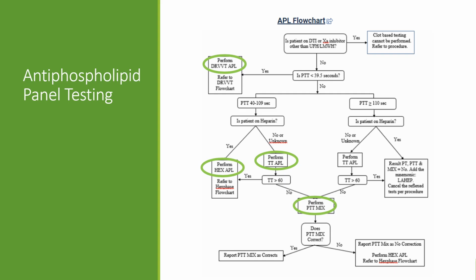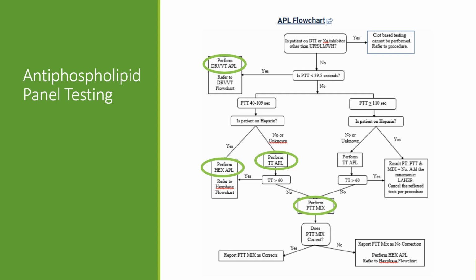Now, if we have a PTT of greater than or equal to 110 seconds, we're going to ask ourselves, is this patient on heparin? If yes, we are going to result the PT, PTT, and the mixing study equals no, and add the mnemonic lupus anticoagulant with heparin and cancel the reflex test per protocol. So we can't perform all of this if the patient's on heparin. We'll just go ahead and report out the basic testing.